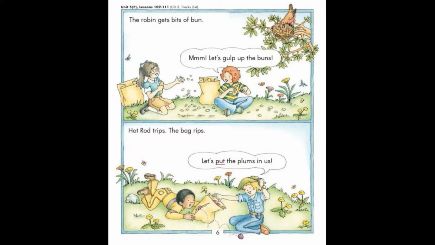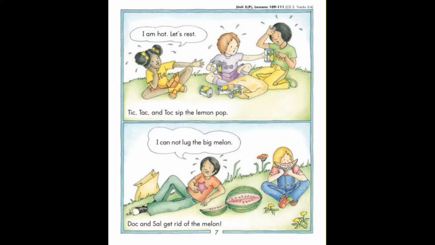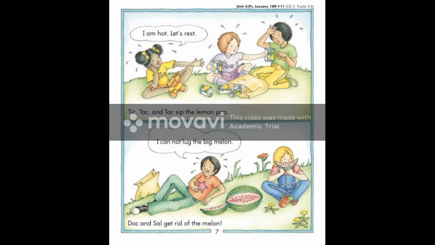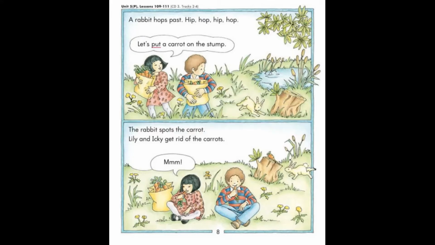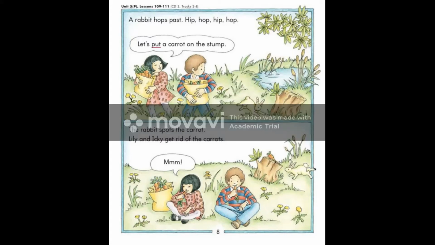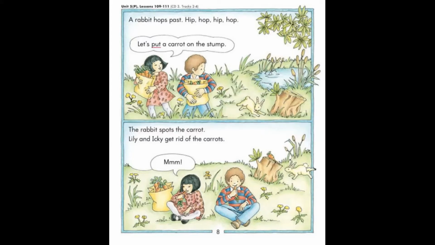Now look at the sentences in the bottom box on page 7. Draw a line under the word lug. Now turn to page 8. Look at the picture in the top box. Mark an X on the place where Lily wants to put the carrot. Lily says, "Let's put a carrot on the stump." You should have marked an X on the picture of the tree stump.